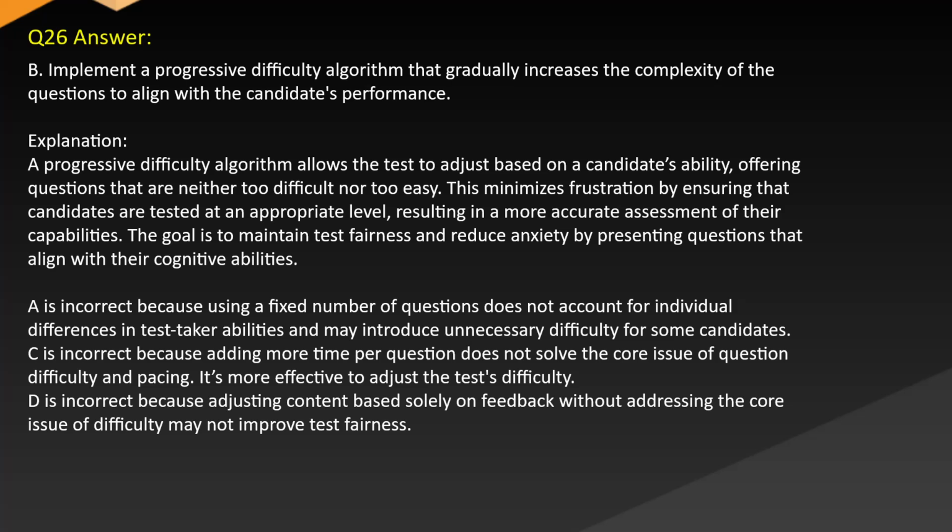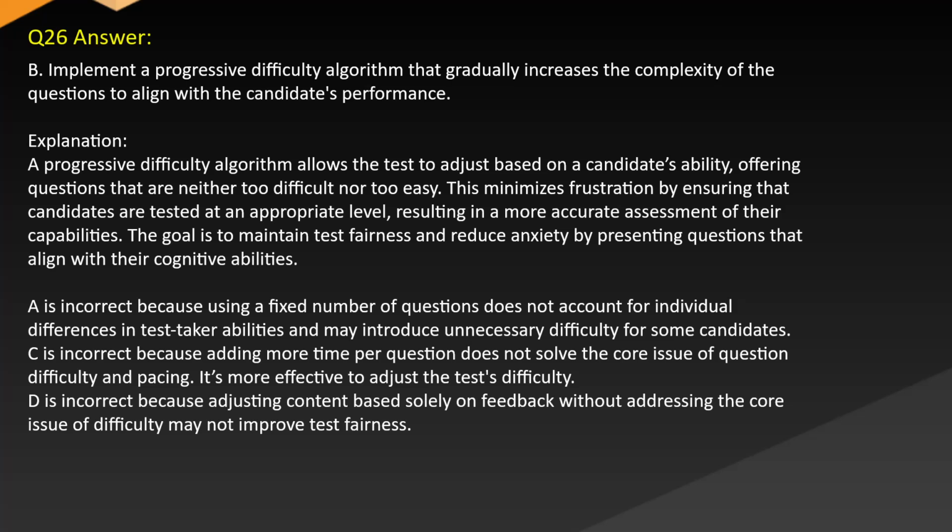Answer B. Implement a progressive difficulty algorithm that gradually increases the complexity of the questions to align with the candidate's performance. Explanation. A progressive difficulty algorithm allows the test to adjust based on a candidate's ability, offering questions that are neither too difficult nor too easy. This minimizes frustration by ensuring that candidates are tested at an appropriate level, resulting in more accurate assessment of their capabilities. The goal is to maintain test fairness and reduce anxiety by presenting questions that align with their cognitive abilities.